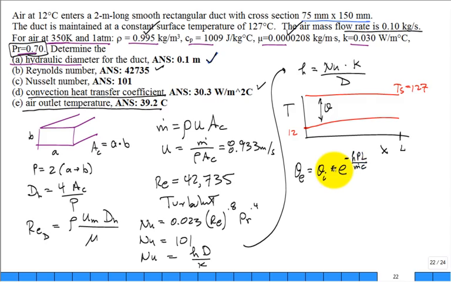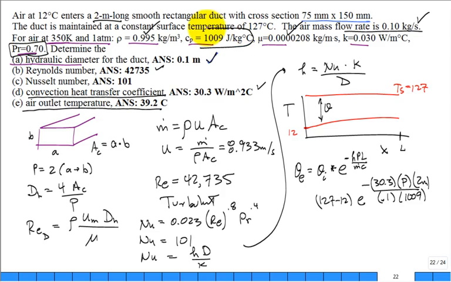And so what we can do is put in our theta initial, 127 minus 12. We could put in our exponential. We worked so hard to get that Nusselt number of 30 and the convection coefficient of 30.3. Our perimeter, I'm not going to substitute. You already did it over there. Your length is 2 meters. That's our length right up here. And we had our mass flow rate, where is it at? 0.1 kilogram per second. And our specific heat, 1009. Pay attention to the units. Sometimes the specific heat is in kilojoules per kilogram degree C, so always watch out for your units.